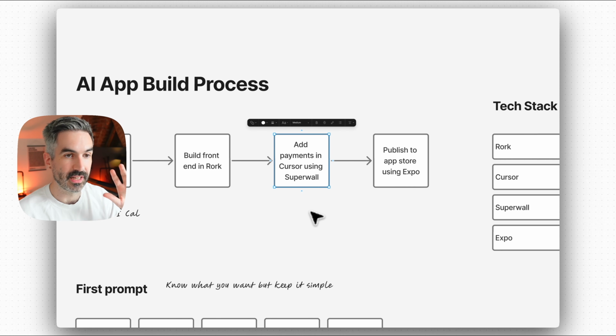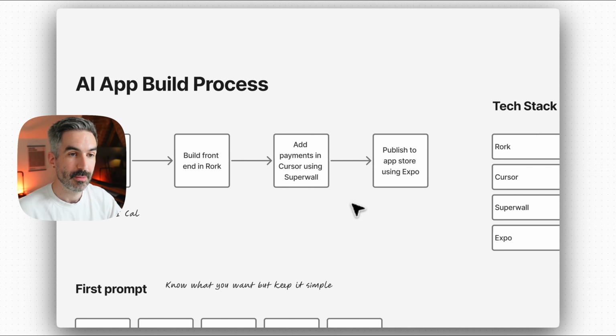Now Superwall is like a third-party payment provider for native apps that you can build into your code, and you can manage all of your payments and everything through that platform. You can also use something like Revenue Cat, which would work really well as well, but you basically just sign up for an account and then you would integrate that into your app in Cursor.